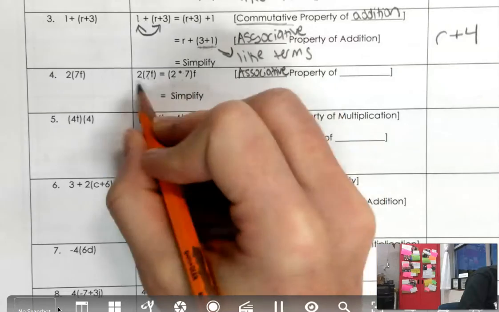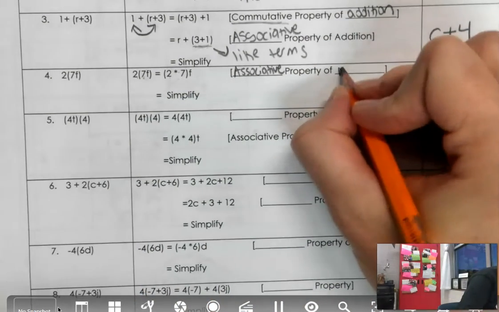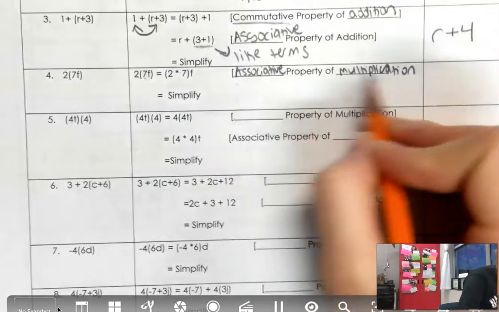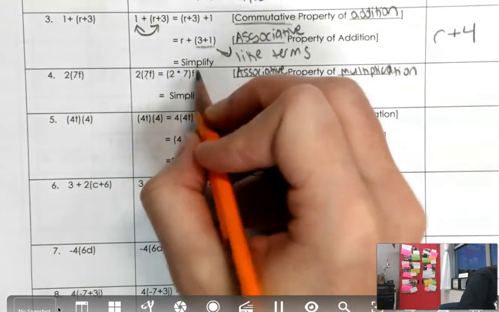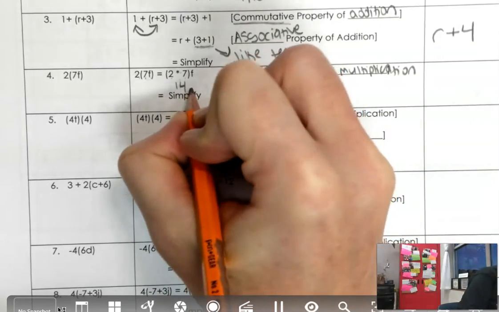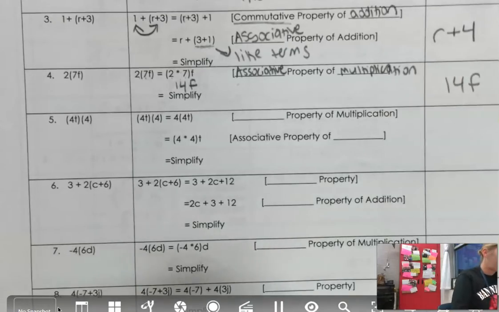And this time, what's the operation we're dealing with? Addition or multiplication? Multiplication. So this is associative property of multiplication. We're regrouping, right? So we're going to multiply the 2 times the 7, and we get 14f. So my final answer here is 14f.